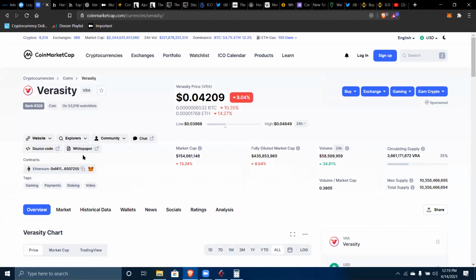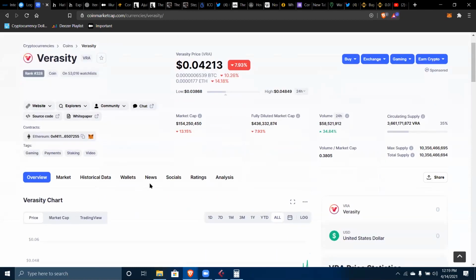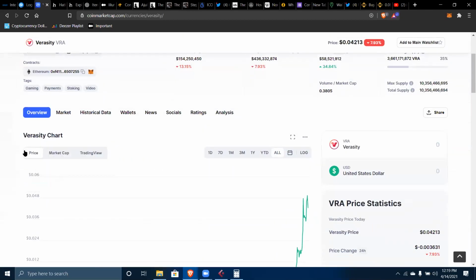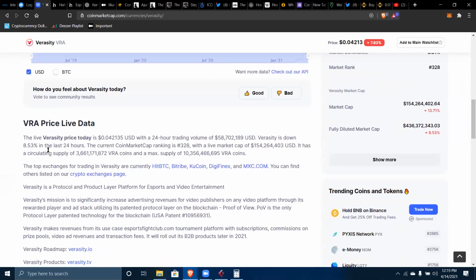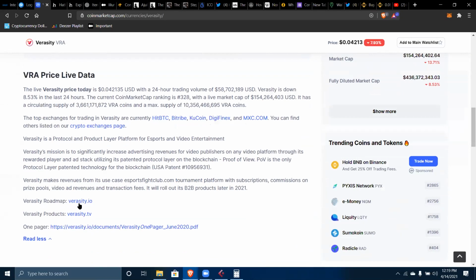I mean, imagine a coin that is used for gaming and has partnership with top brands, and then the price is still low. Obviously, what are you expecting? Eventually, the price is going to come up. It might take a few weeks, it might take months, but this is a solid fundamental. These guys have a lot going on already.